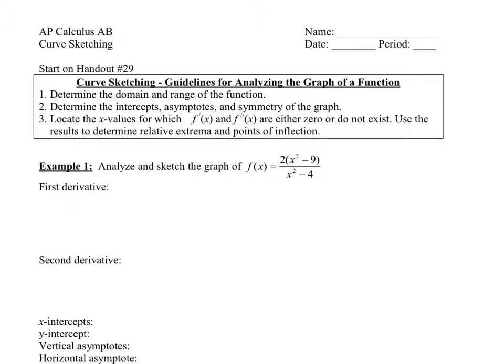Then number 3, this is the part that we really are going to focus in on, and that is locating the x values for which the derivative and second derivative are either 0 or do not exist. In other words, we're finding critical numbers and also potential points of inflection. And then we're going to use those results to find relative extrema, points of inflection. Also, along the way, we can identify intervals where we're increasing or decreasing, and intervals where we're concave up or concave down. Okay?